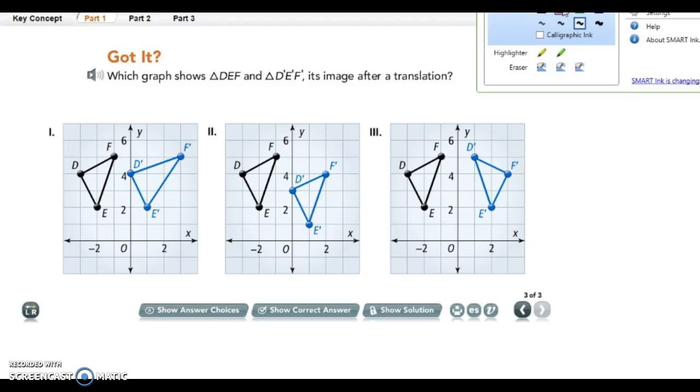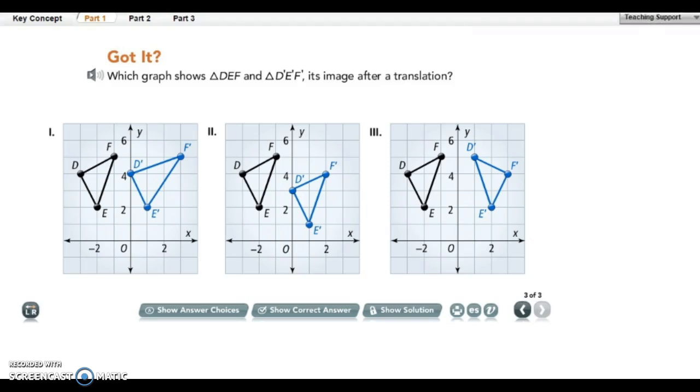Here are 3 other images that we are going to look at to see which one is a translation. Take a moment, look at each one, and see if the size and the shape have both changed, or if one of them has changed. A translation should move all of the points the same distance and should not change their shape. So the first one, the D has moved over 1, 2, 3 places. The F has moved over 1, 2, 3, 4 places. So this one cannot be a translation because it is not moved over the same number of places.